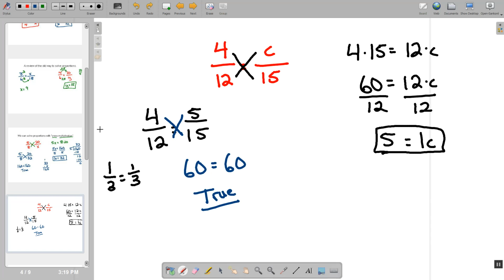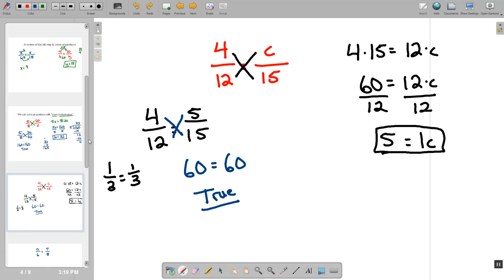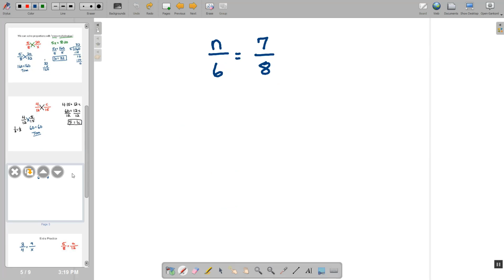And that's it. That's all of cross multiplying. It gets tougher from here when you're given numbers like this that have a decimal, but the process is always the same. So let's do one last one together. We have a proportion. We can cross multiply. 7 times 6 is equal to n times 8, or 8 times n.